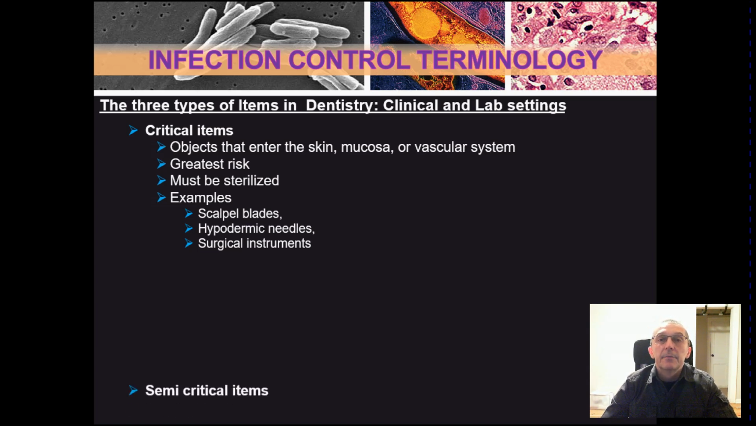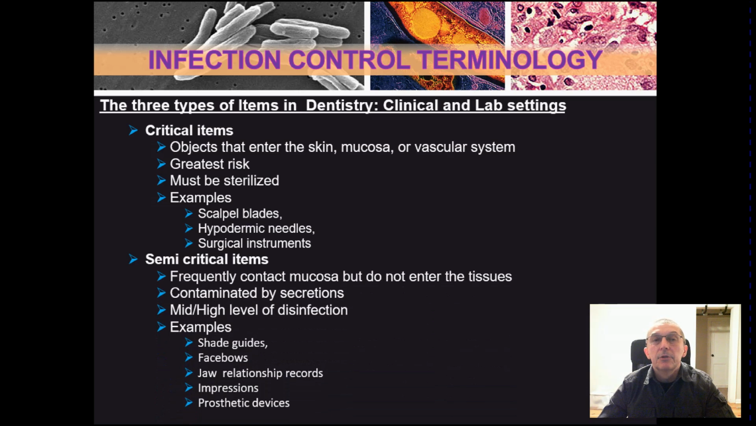The second type of items are the semi-critical items. These are items that frequently contact the mucosa but do not enter the tissues. These are frequently contaminated by secretions. For this we need mid-level disinfection. So mid-level disinfection is basically less stringent than sterilizing the instruments, because they do not enter the circulatory system.